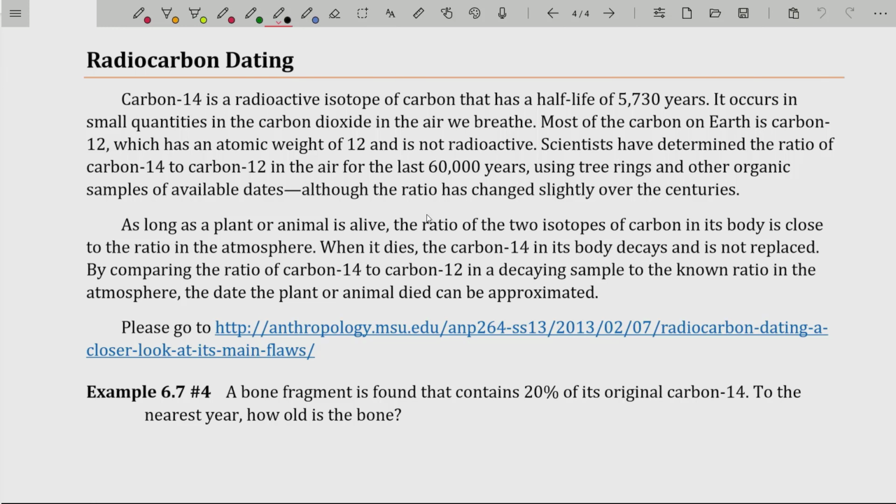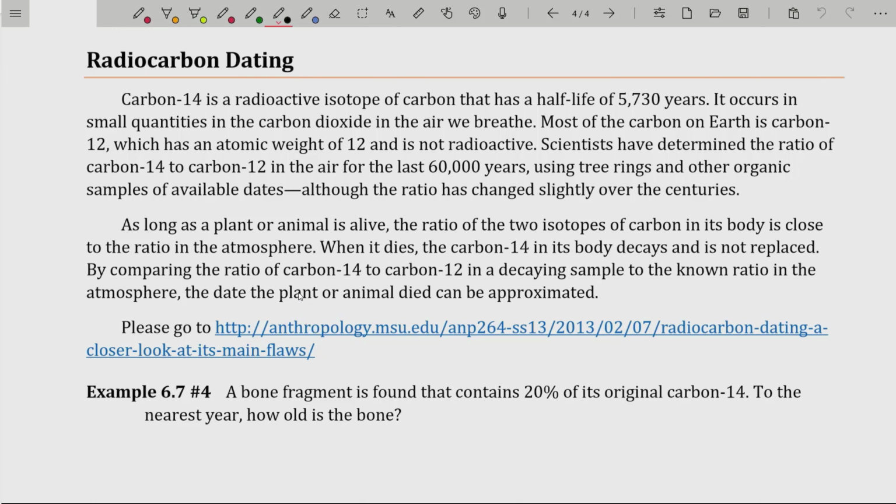So once you start seeing that difference between the ratio of carbon-14 to carbon-12 change from what it normally should be, you know that that creature, that item, whatever it is, died so many years ago. By comparing the ratio of carbon-14 to carbon-12 in the decaying sample to the known ratio in the atmosphere, the date the plant or animal died can be approximated. And there's a nice little article on it here at this website.